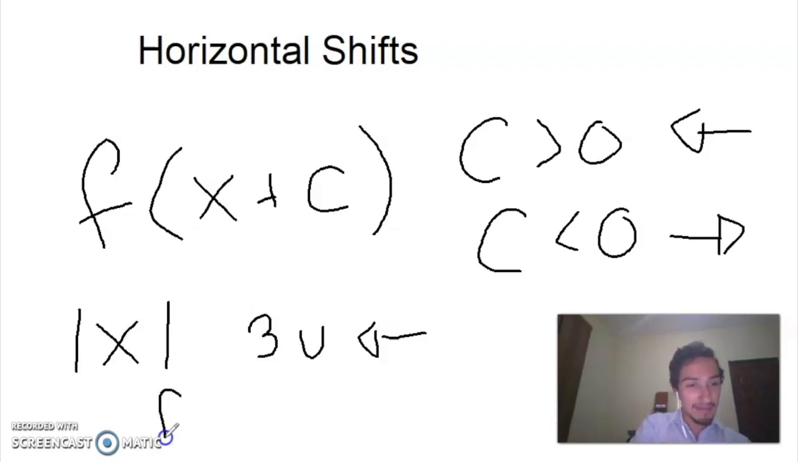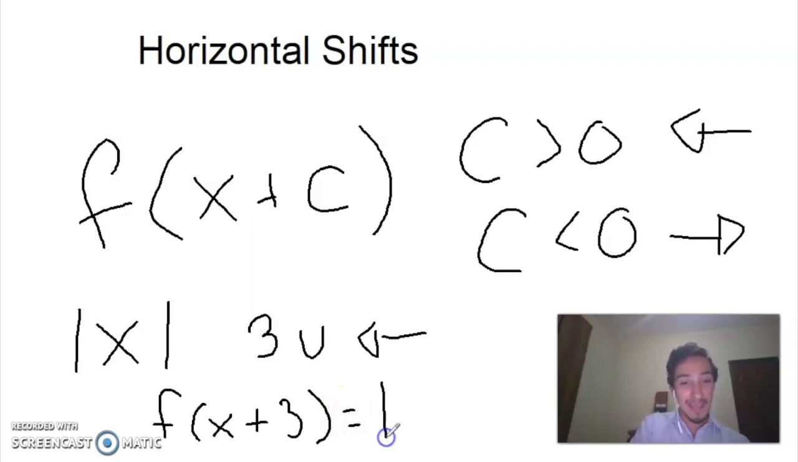We'll take f of x, but we notice that we're shifting it over 3 units to the left. If we wanted to shift something to the left, c has to be positive. So we'll say this is x plus 3. So we have f of x plus 3. Now if we wanted to write that as an absolute value function, this is the absolute value of x plus 3.